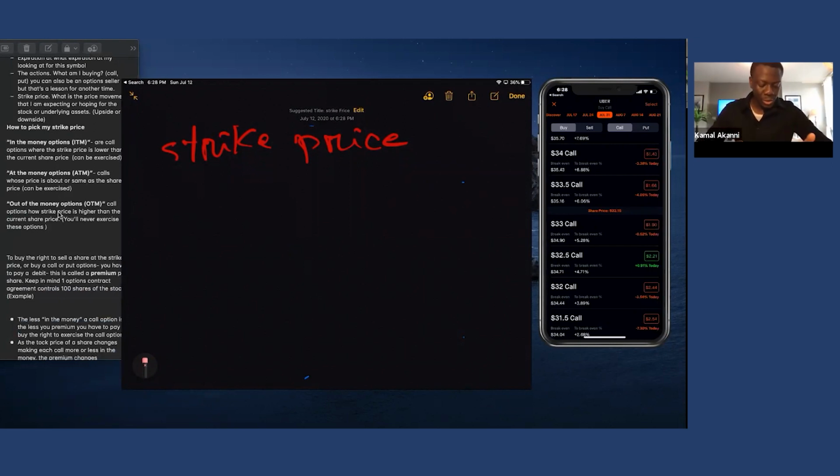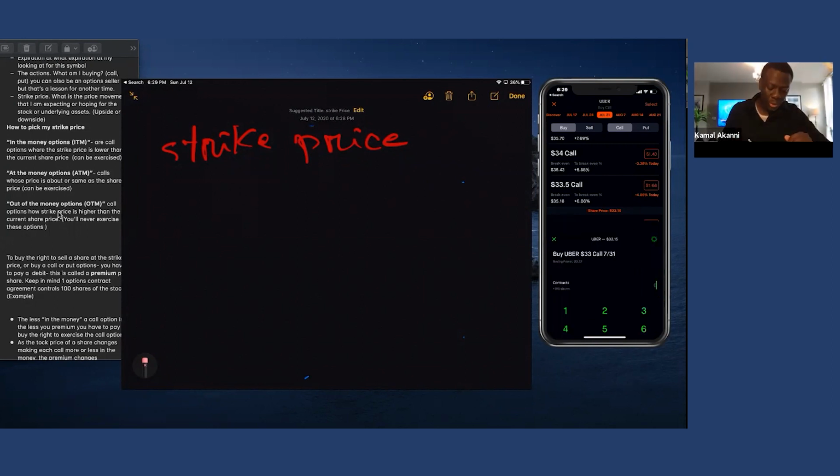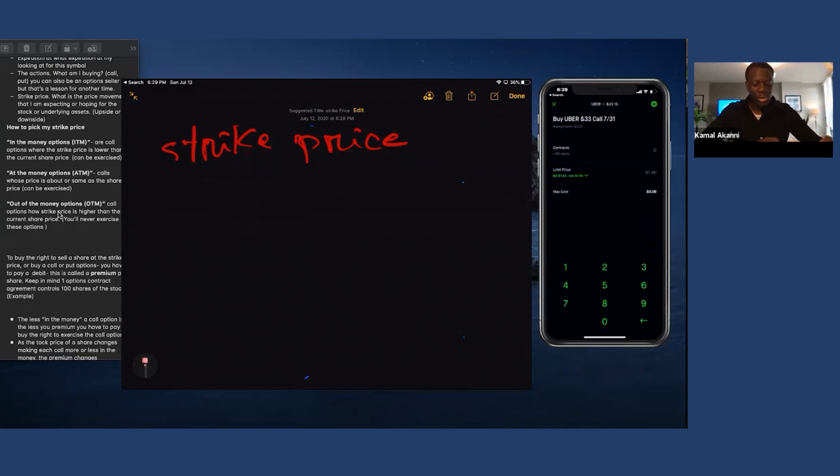I want to purchase, let's say, in the money. I'm bullish about Uber. I think that before July 31st, the Uber price will likely be a little bit higher than what it currently is, because of all these deals like Postmates that they just signed, which will drive them more revenue. They're quickly adapting to this whole new COVID situation. So I'm going to go ahead and say, okay, I want to purchase that $33 call option for July 31st, and I hope that the price moves in the future.